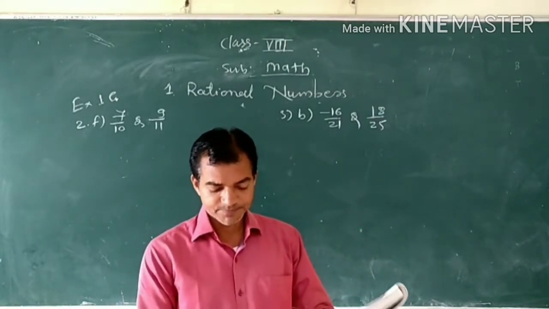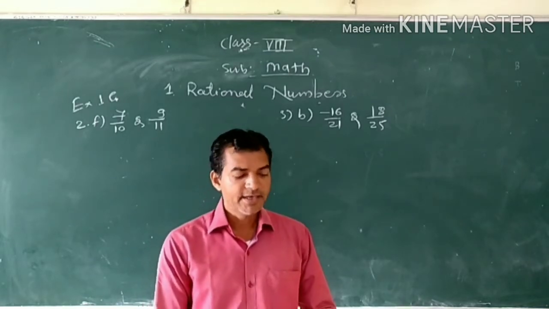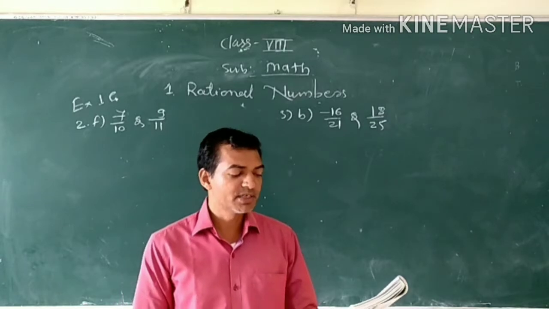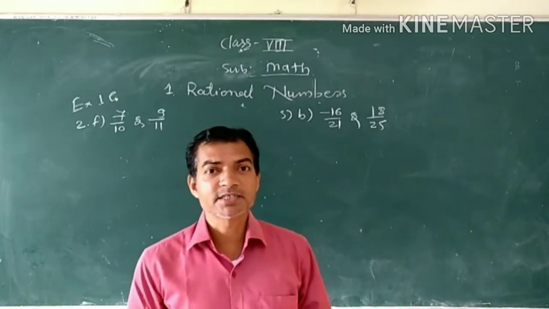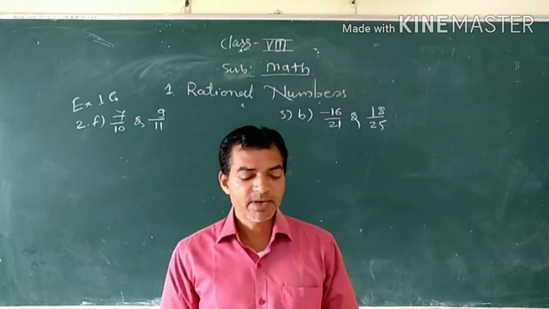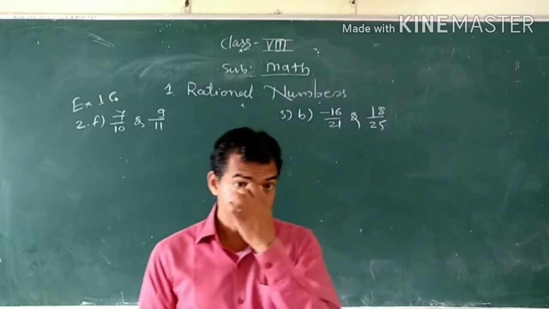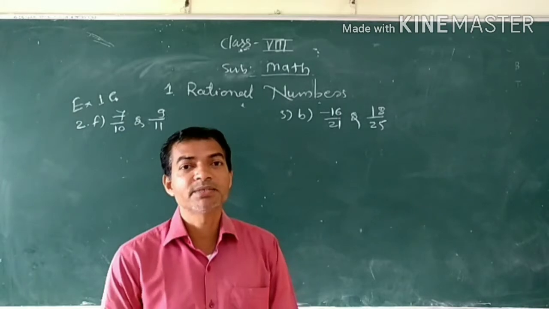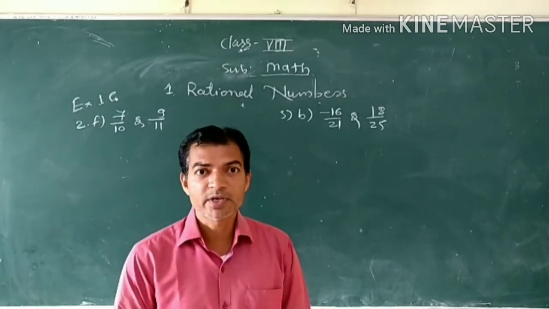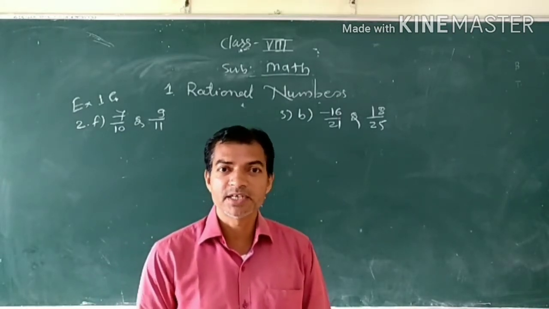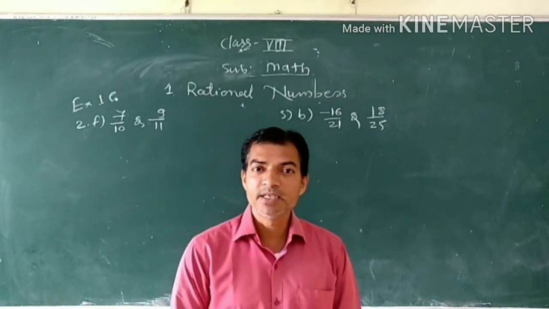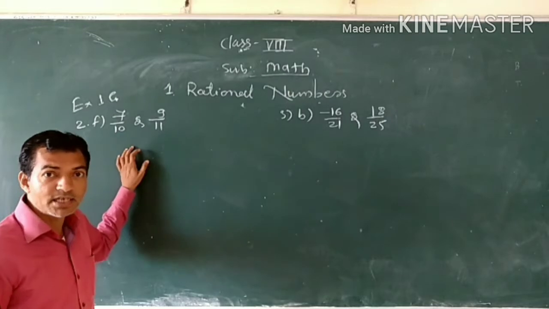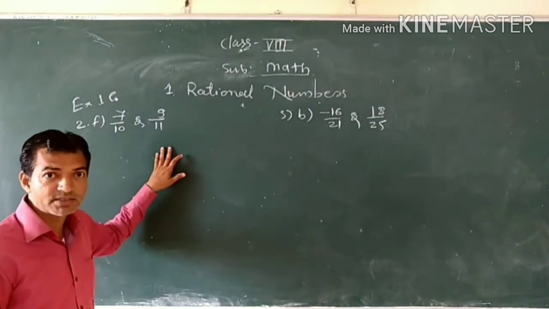page number 29, exercise 1G, question number 2. Find three rational numbers between 7 by 10 and 9 by 11. Yesterday I explained this, how to find rational numbers between two rational numbers. Many of you solved that exercise and also sent me the images. So see here, you have to find three rational numbers between these two rational numbers.